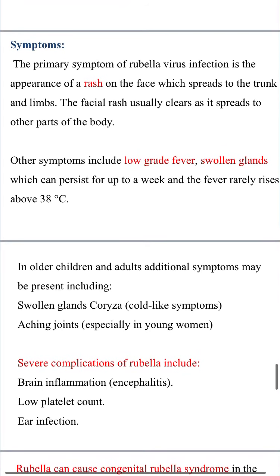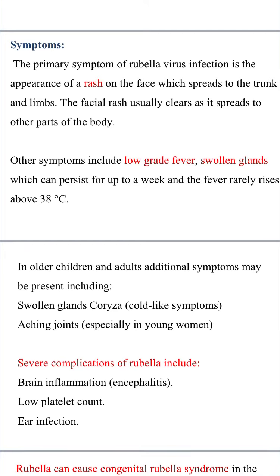Now we will talk about symptoms of rubella. The primary symptom of rubella virus infection is the appearance of a rash on the face, which spreads to the trunk and limbs. The facial rash usually clears as it spreads to other parts of the body. Other symptoms are low-grade fever and swollen glands. The fever rarely reaches 38 degrees centigrade.